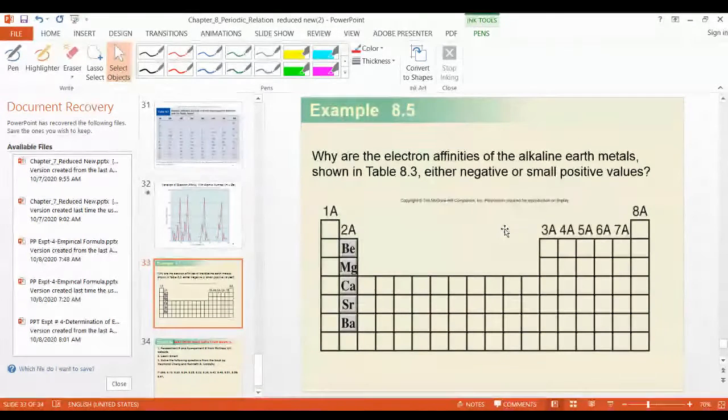The electron affinity of alkaline earth metals is either negative or a small positive value. As I told you, the electron affinity of metals is always very small compared to non-metals, very small positive, or you can say negative. But generally the ionization energy of metals is higher than their electron affinity.